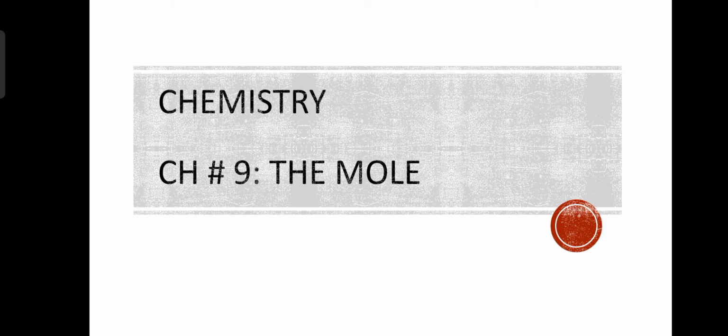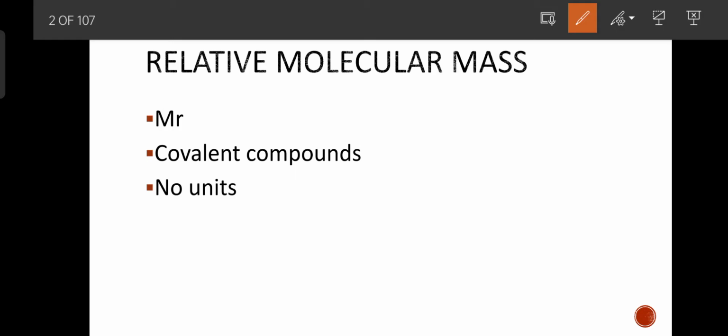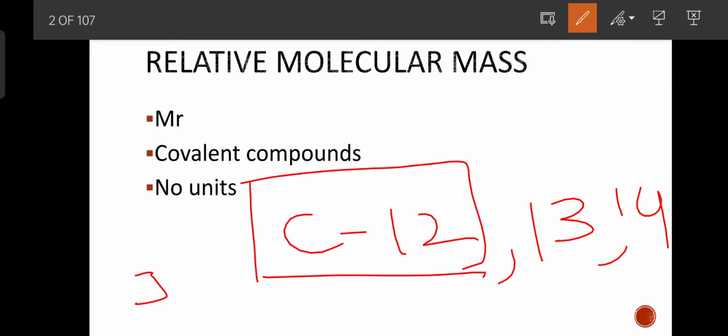This is your chemistry lecture, and in today's topic we are going to learn about relative molecular mass and relative formula mass. In yesterday's lecture you learned about the relative atomic mass, and I told you that relative atomic mass can be deduced by using the carbon 12 isotope. And how many isotopes of carbon are there? 3 isotopes: carbon 12, 13 and 14. But out of these 3 we are using carbon 12.